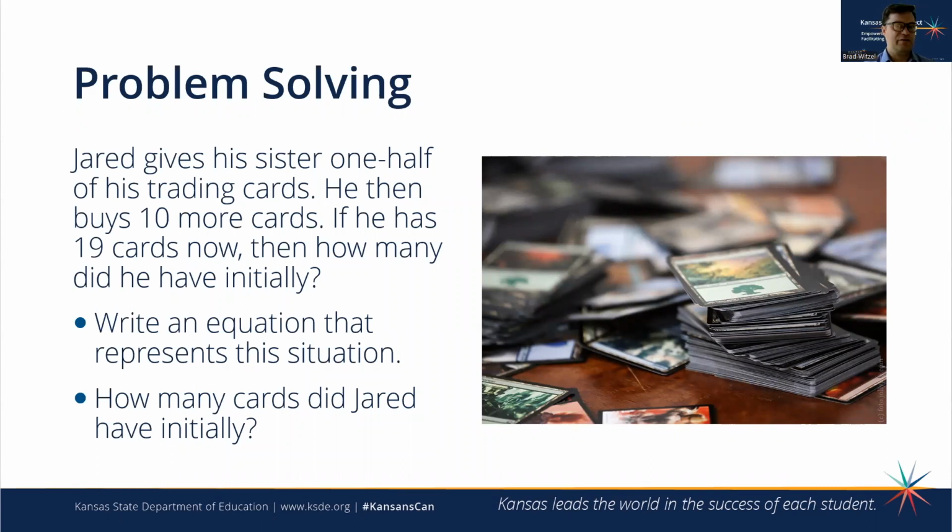Jared, I think, is a stinker and he's finding a reason to buy more playing cards, but that's okay. Maybe he's just a sweet kid who loves his sister. Here we go. Jared gives his sister 1/2 of his trading cards. He's a giver. He then buys 10 more cards. If he has 19 cards now, how many did he have initially before he gave half to his sister? So we want to represent that situation mathematically, and then let's determine how many cards Jared did have initially.